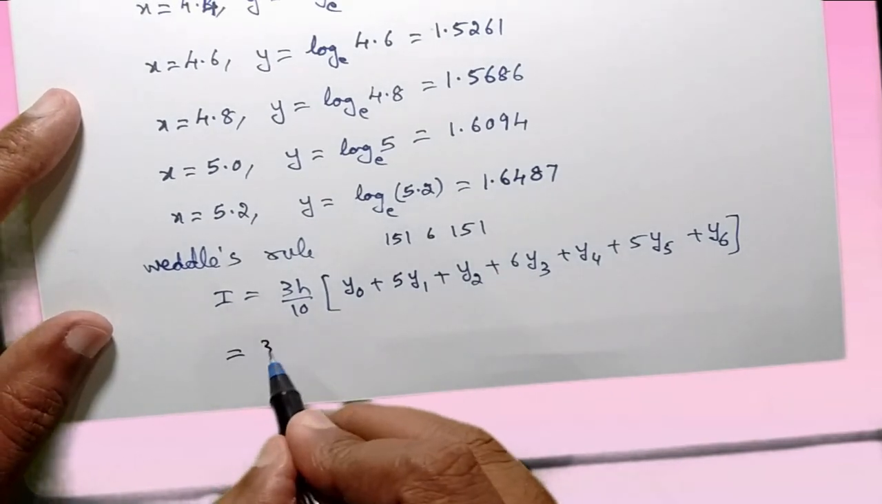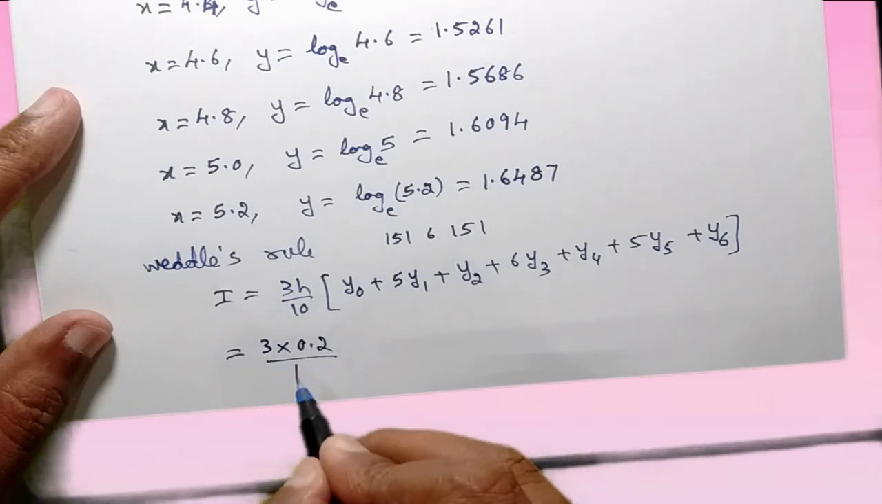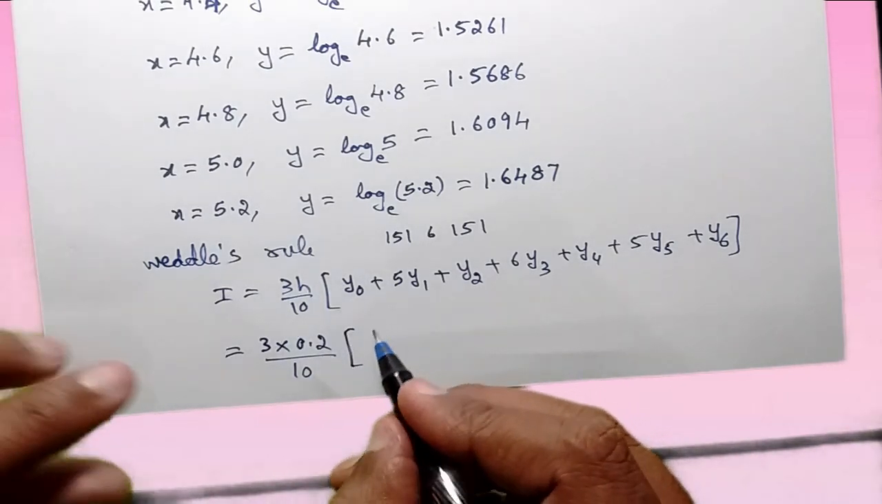So you know all the values. It's 3 times h value, which is 0.2, divided by 10. Write down the other values.